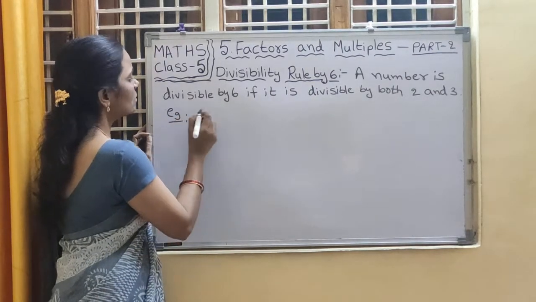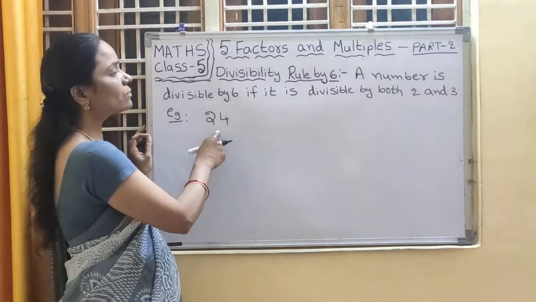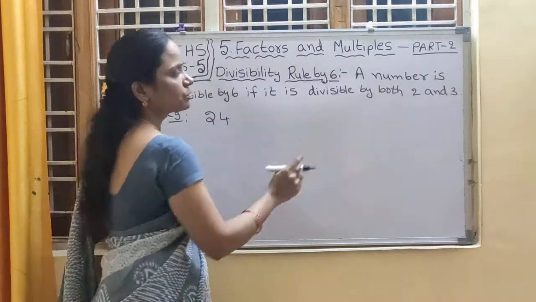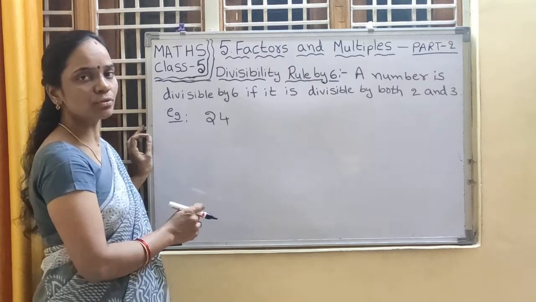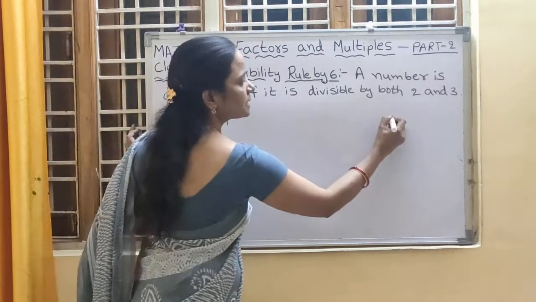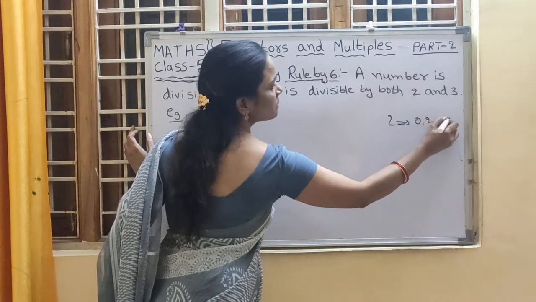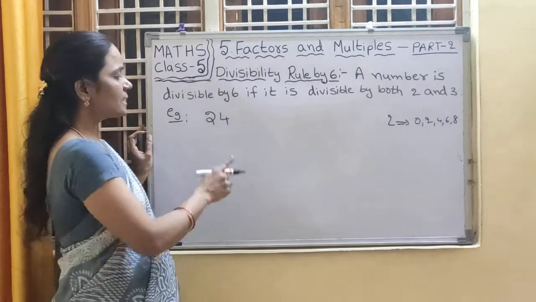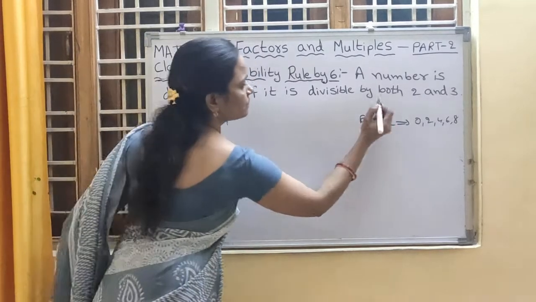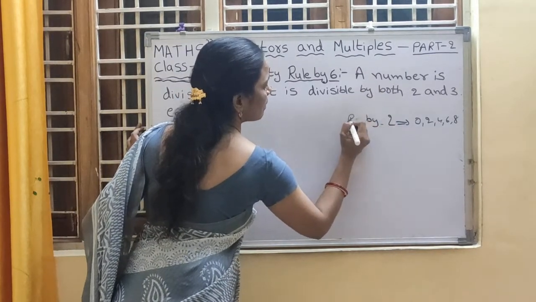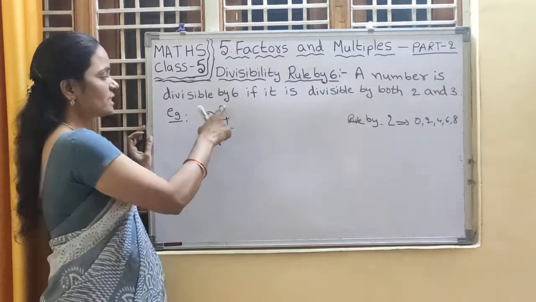Example, take 24. First we have to check whether 24 is divisible by 2. What is divisibility rule by 2? If the ones place digit is 0, 2, 4, 6 or 8, then we can say that the given number is completely divisible by 2. So here the ones place digit is 4.